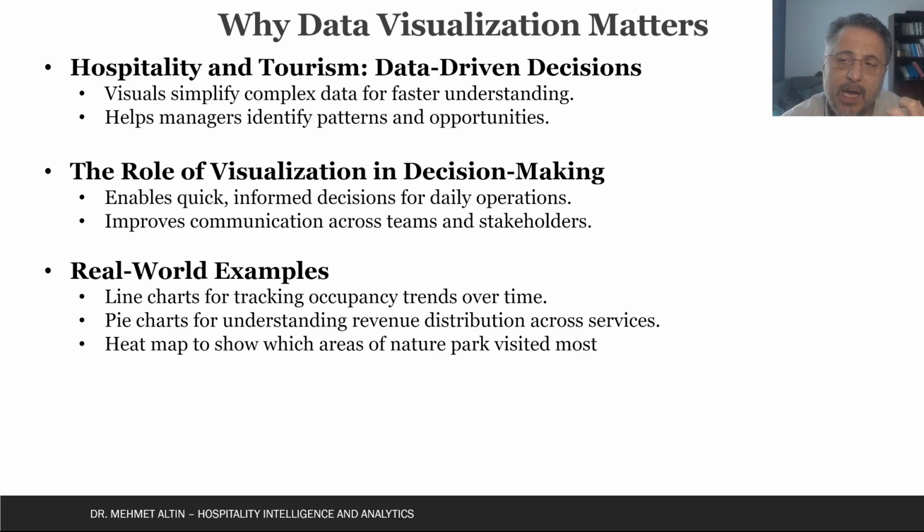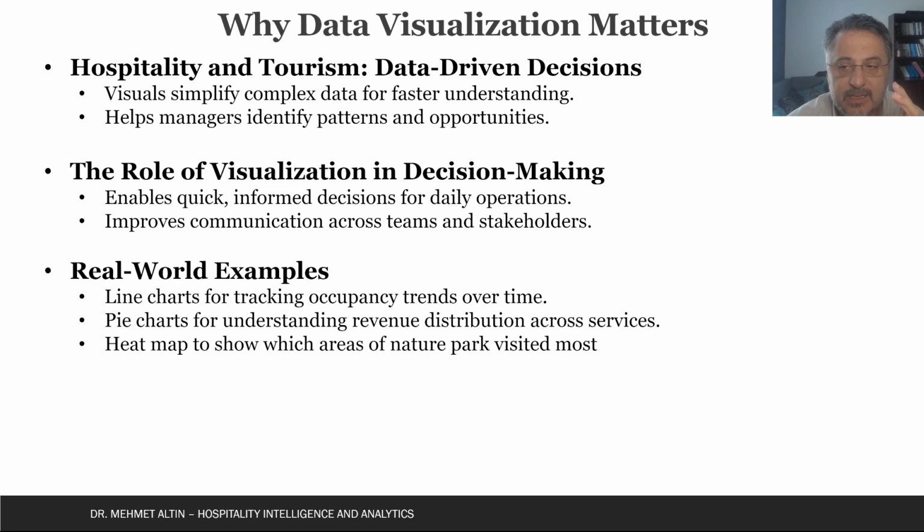Let's talk about why data visualization is so important in hospitality and tourism. This is an industry where decisions need to be made quickly and based on a lot of data. It doesn't matter if it's guest feedback, bookings, or sales numbers. Without a clear way to see and understand that data, it is basically a missed opportunity. Data visualization helps simplify that complexity. For example, a bar chart showing revenue from rooms, dining, and spa services can quickly show which areas need attention.